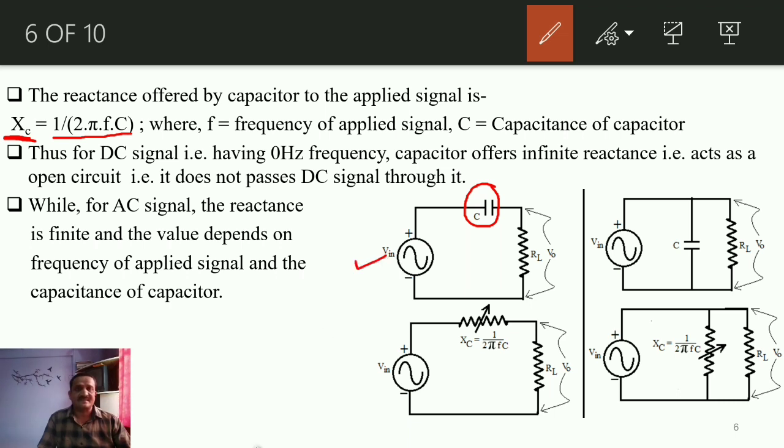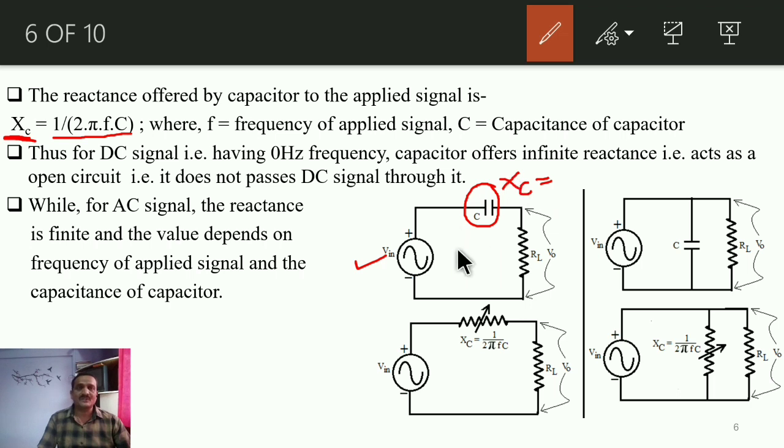This V in is a signal source. So initially, consider this V in having its frequency as 0 Hz and amplitude as 5 volt or 10 volt, right? So how much will be the output voltage across this load resistance, that is RL? As I mentioned, the frequency of that input signal is 0 Hz, the XC offered by this capacitor will be infinite. And as it will be infinite, infinite means what?